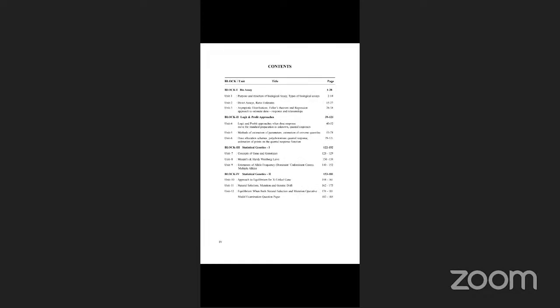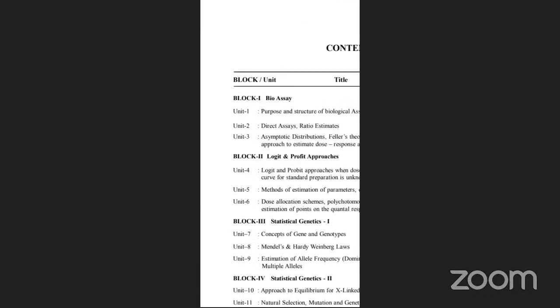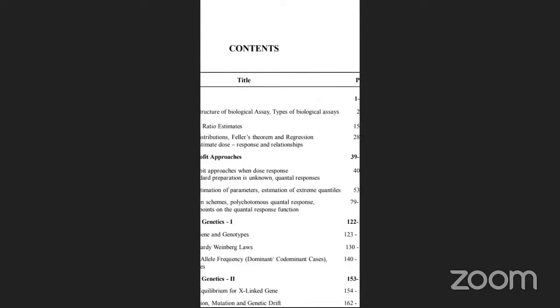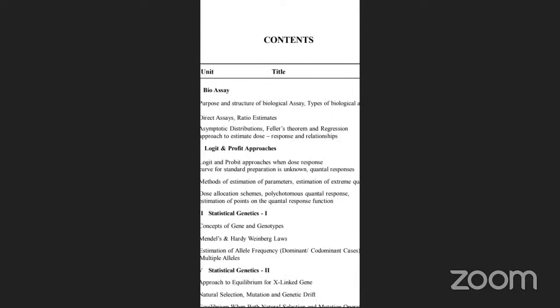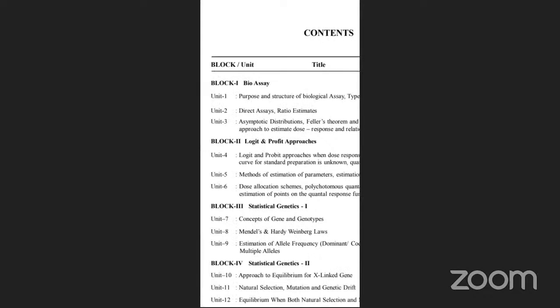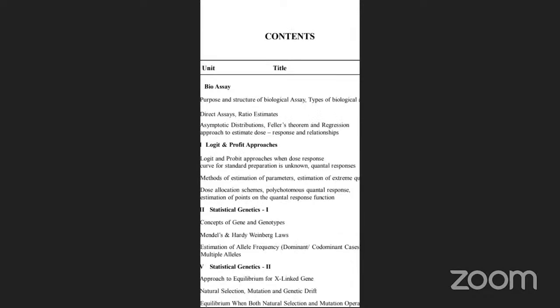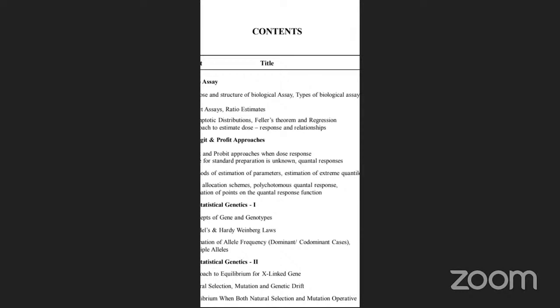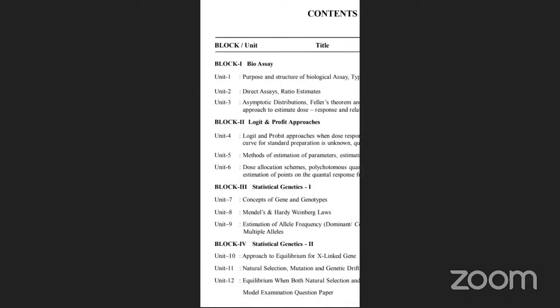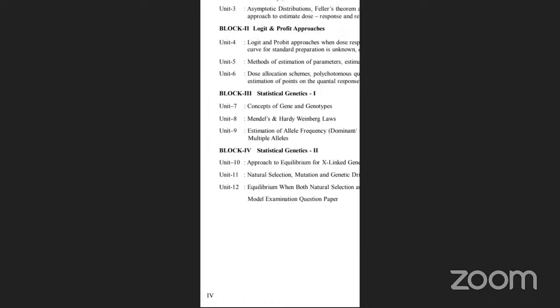topics which are: first unit is purpose and structure of biological assay, types of assays, and direct assays, ratio estimates, asymptotic distributions, Fieller's theorem and regression approach to estimate dose-response relationships. So today I'm going to start this unit 1, and units 2 and 3 next onwards, we'll start in further classes. We have 4 units. The topic is here. I'm going to share it with you.